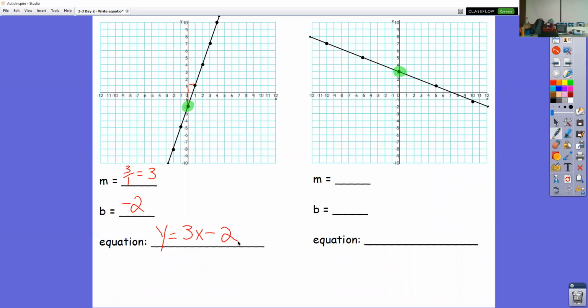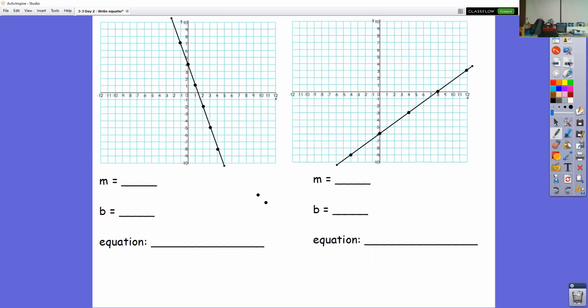Crosses the y-axis at +3. And then it's down 1, 2, and over 1, 2, 3, 4, 5. So -2 over 5 would be your slope. So your equation, y equals -2/5 times x plus 3. Okay.